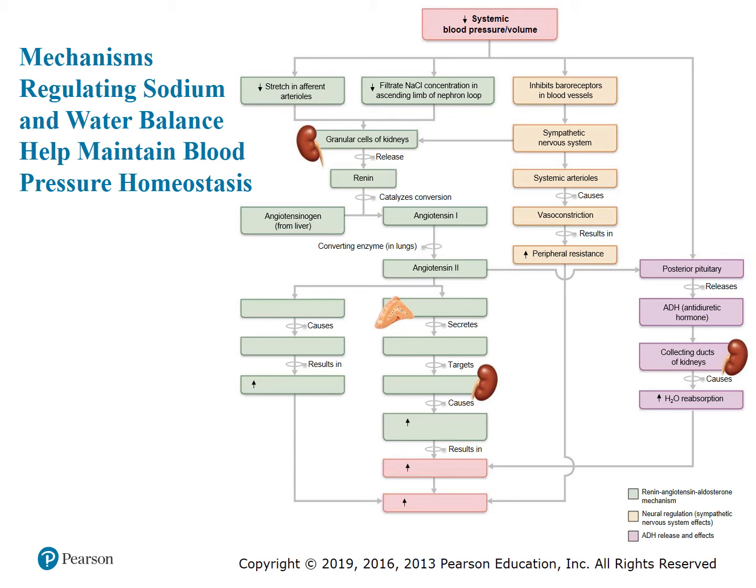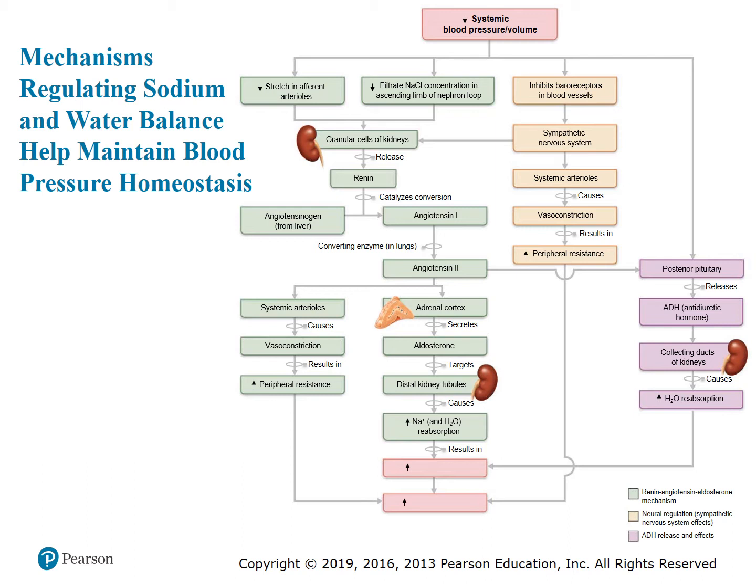Now, there are a couple of chains of events that occur as a result of angiotensin 2. In one, it will affect the systemic arterioles, causing vasoconstriction, resulting in greater peripheral resistance. Secondly, it will cause the adrenal cortex to secrete aldosterone, which will target the distal convoluted tubules in the kidneys and cause greater sodium and therefore water reabsorption.